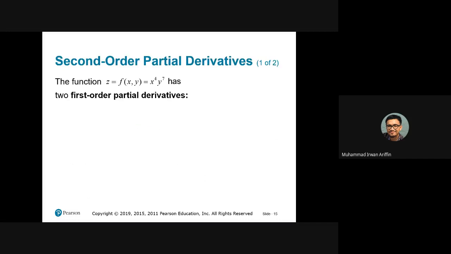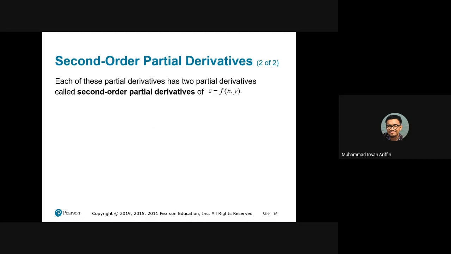Okay, the next concept is the second order partial derivative. What is this? We simply differentiate the derivative one more time, just like the second derivative that we have done before. So this function z equals f of x,y, x to the power of 4, y to the power of 7, has two first order partial derivatives, where we first differentiate with respect to x. F sub x equals 4x to the power of 3, y to the power of 7. And then we have f sub y, which equals 7x to the power of 4, y to the power of 6. Now, each of these partial derivatives has two partial derivatives called second order partial derivatives.